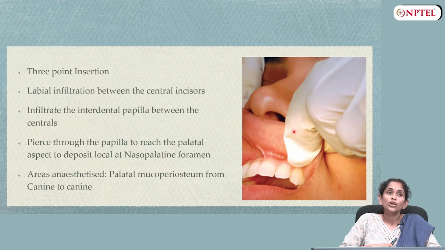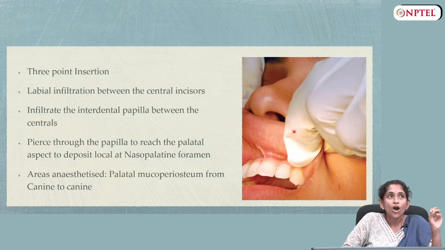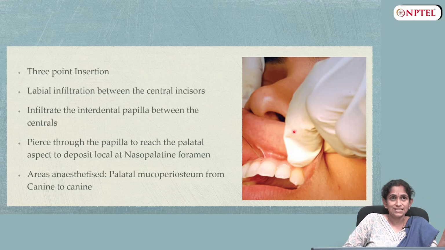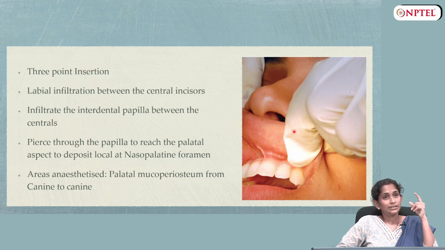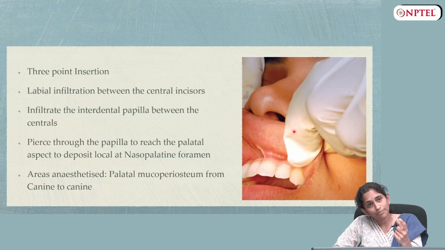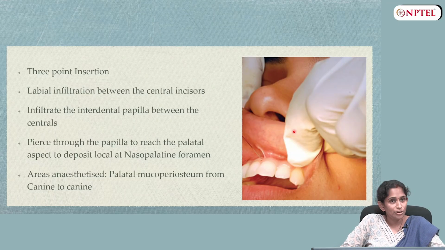So once you have done this, what is the amount of local that we deposit? We deposit 0.2 cc. So for all kinds of palatal anesthesia techniques, we use 0.2 cc and not more than that. It is not needed to use anything more than that. And what is the needle that we use? We use a 25 gauge needle, and the length of the needle is 25 millimeters. That is the needle that we use.